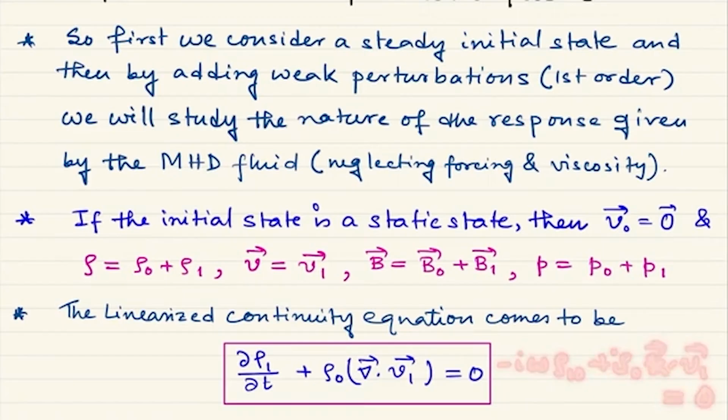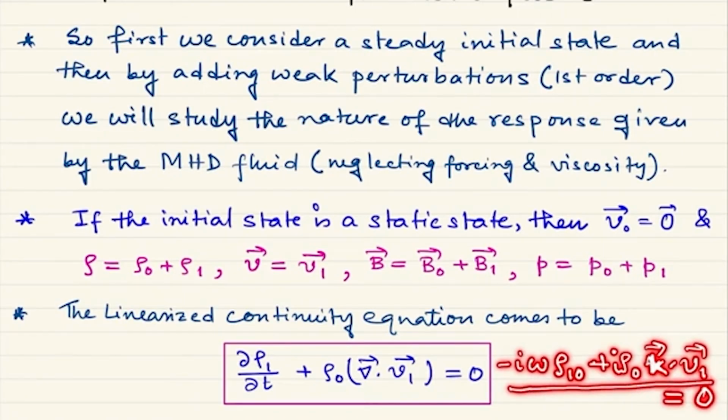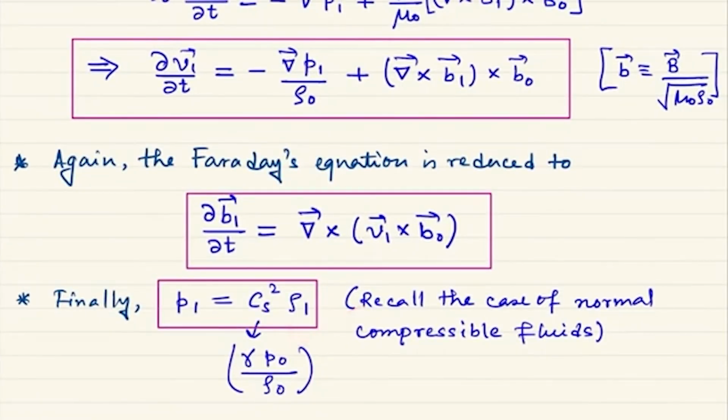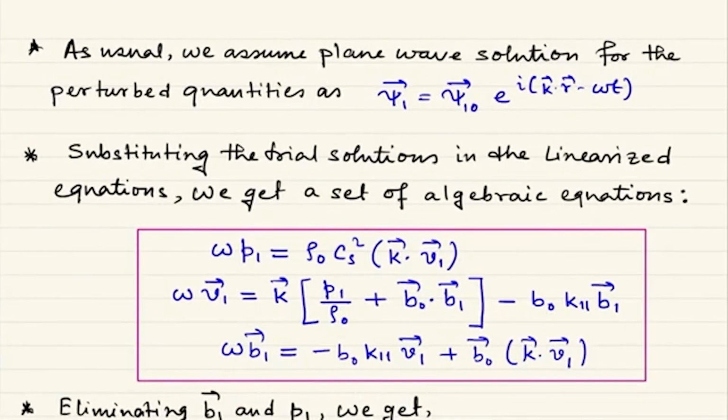Now you just multiply c_s square throughout. So c_s square rho 1 0 will give you p1 0. And here you will have i rho 0 c_s square k dot v1. That's where we use this relation. And then you just take i out of the equation. So your omega P1 will simply be equal to rho 0 c_s square k dot v1.